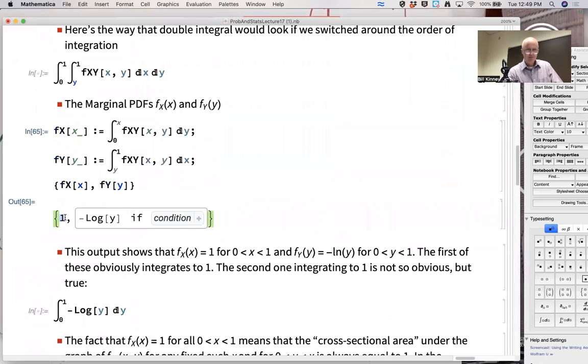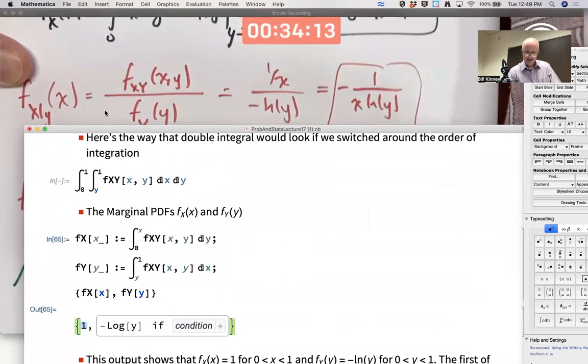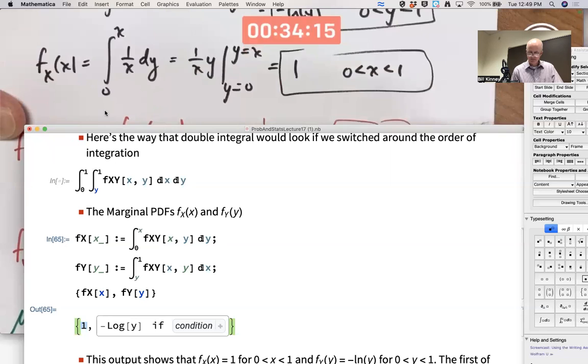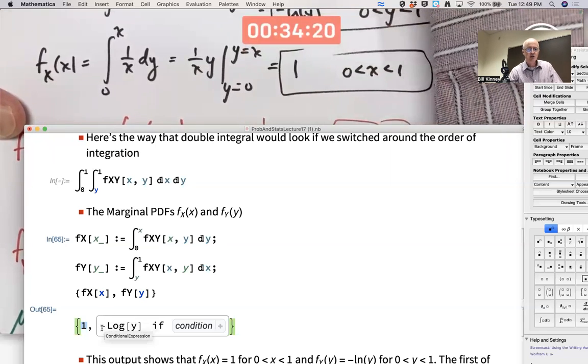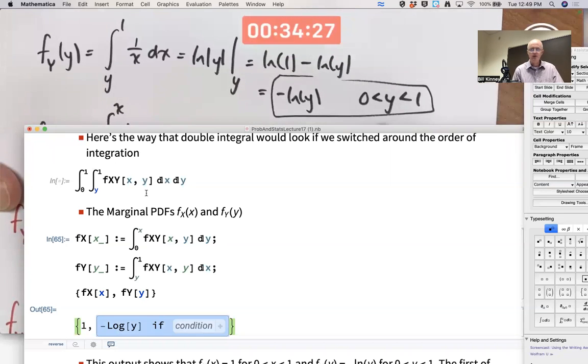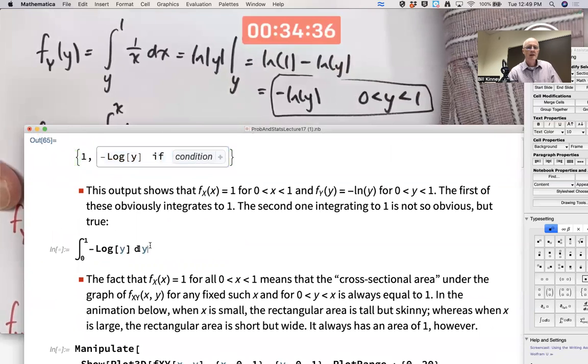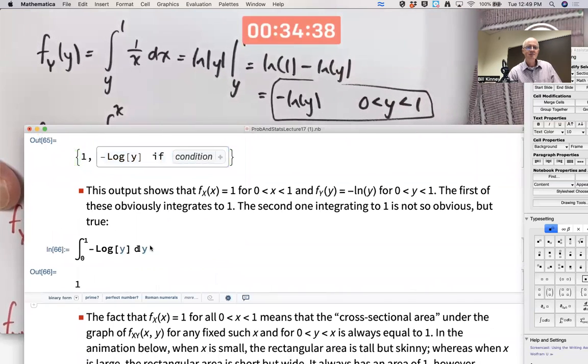This one was 1. On paper by hand, that's the same as this one. The other one says negative natural log of y, if condition, don't worry about the condition. Focus on the negative natural log of y, that's this one. I think the condition is that y is between 0 and 1. This does integrate to 1.